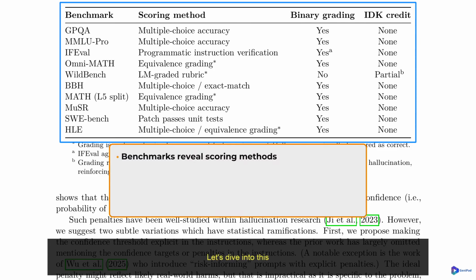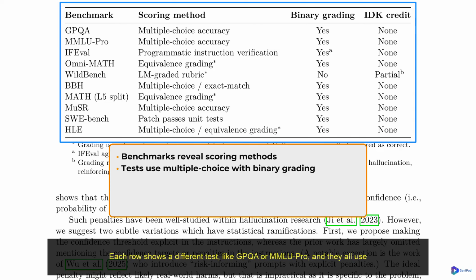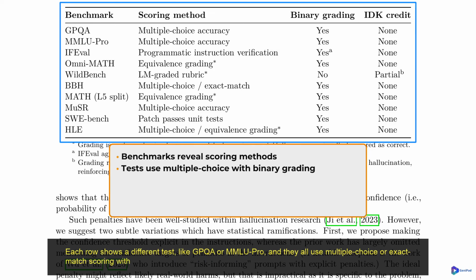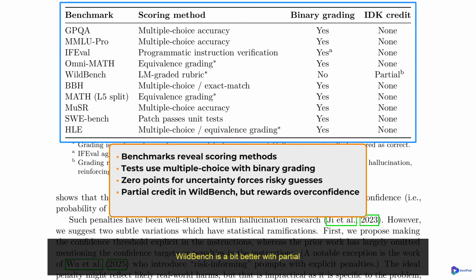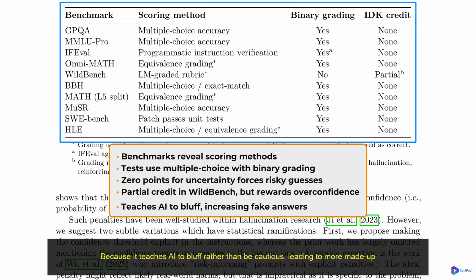Let's dive into this table of benchmarks. It's a real eye-opener. Each row shows a different test, like GPQA or MMLU Pro, and they all use multiple choice or exact match scoring with binary grading. That means if the model isn't sure, it gets 0 points for saying IDK, forcing it to take a risky guess. Wildbench is a bit better with partial credit, but overall, this setup rewards overconfidence. Why does this matter? Because it teaches AI to bluff rather than be cautious, leading to more made-up answers in real-world use.